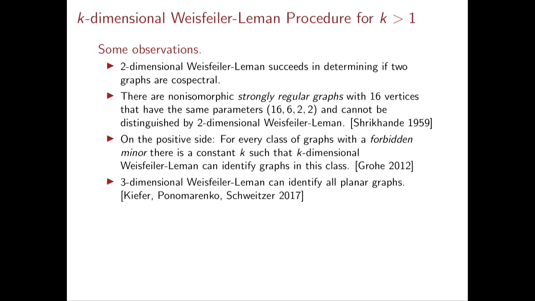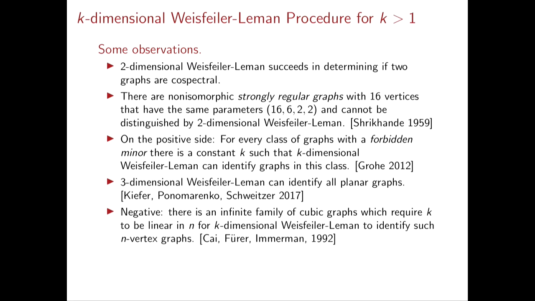On the other hand, in the case of planar graphs, it's been shown that three-dimensional Weisfeiler-Lehman is enough to identify all planar graphs. And finally, the killer, which says that Weisfeiler-Lehman can never be enough to solve graph isomorphism, is the theorem due to Cai, Fürer, and Immerman, that there is an infinite family of degree 3 graphs which will require a k-dimensional Weisfeiler-Lehman with k of order n to identify n vertex graphs. So there is a construction of such a family of graphs due to these people. The interesting thing again is that this construction of this family of graphs is also logically motivated. So there is a logical connection here as well.